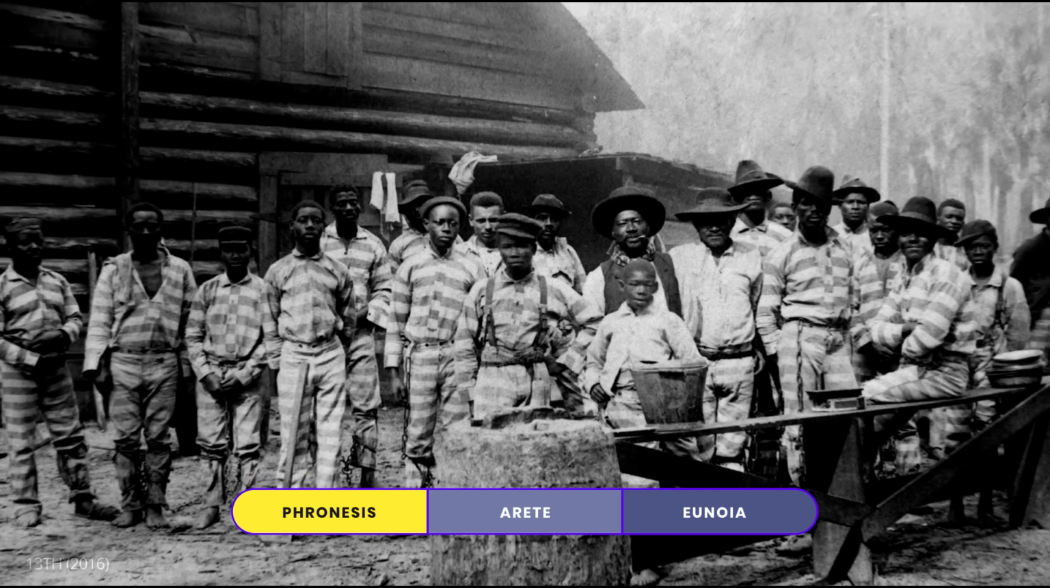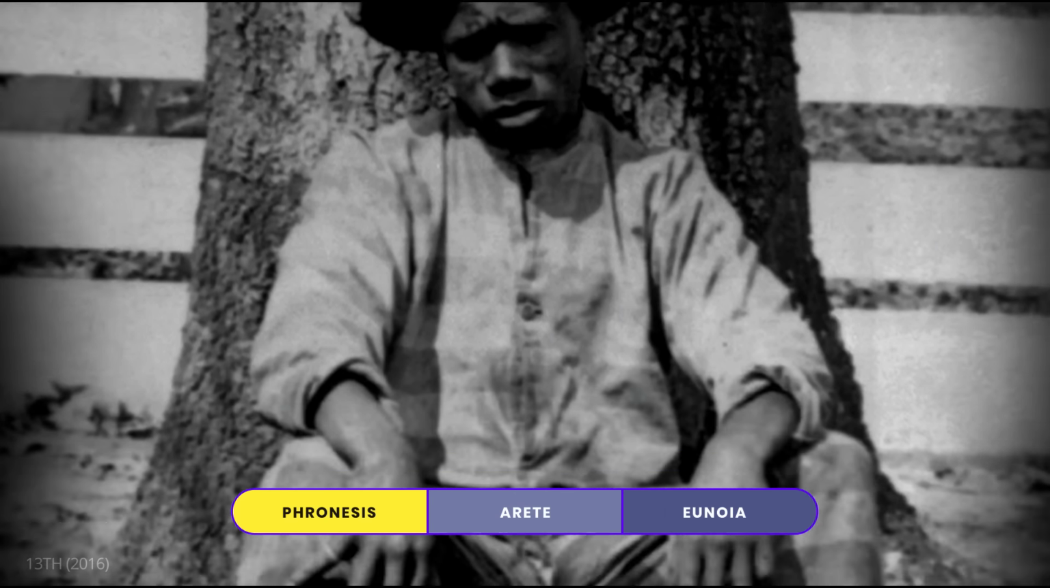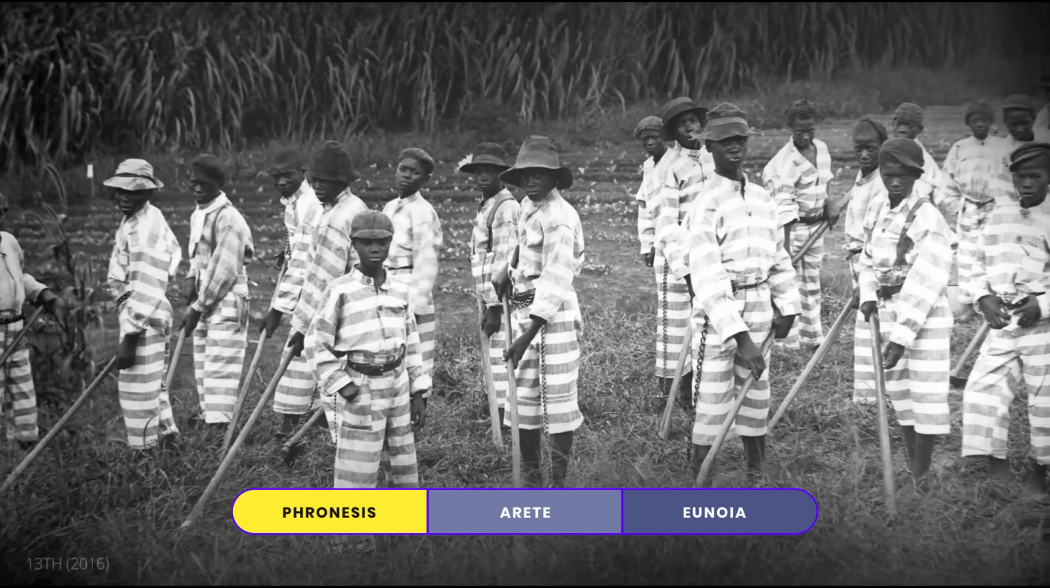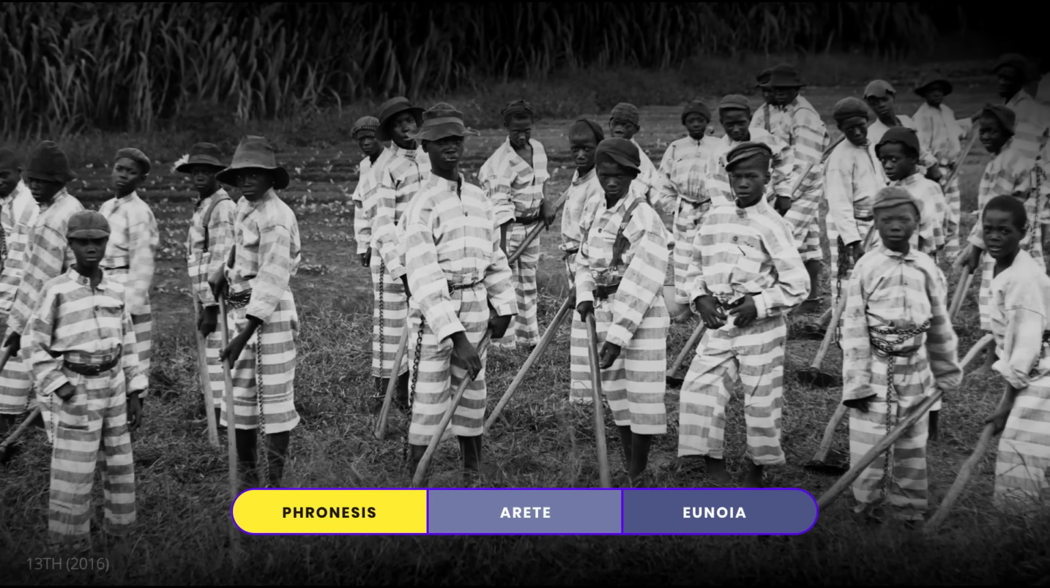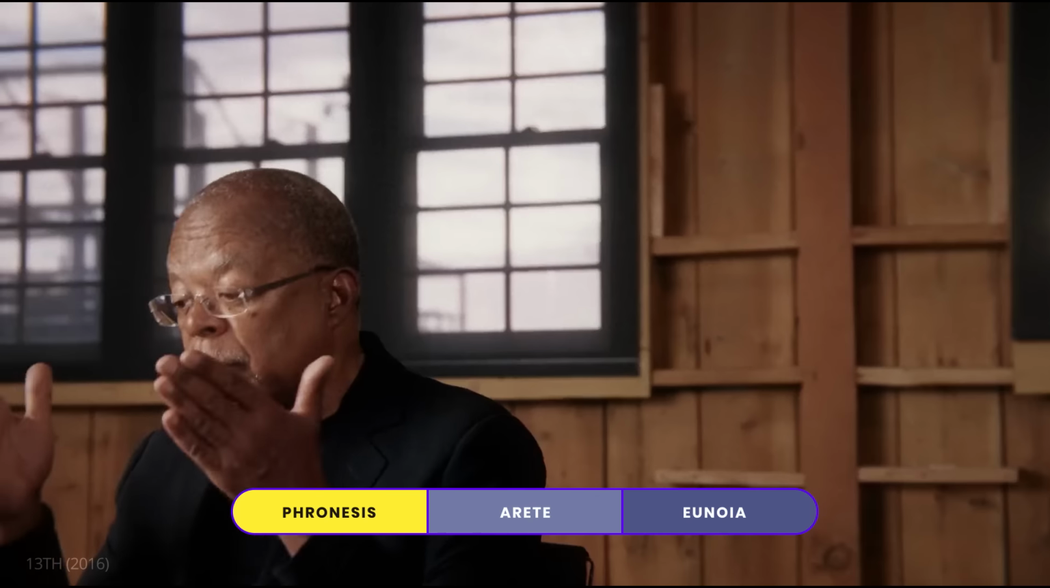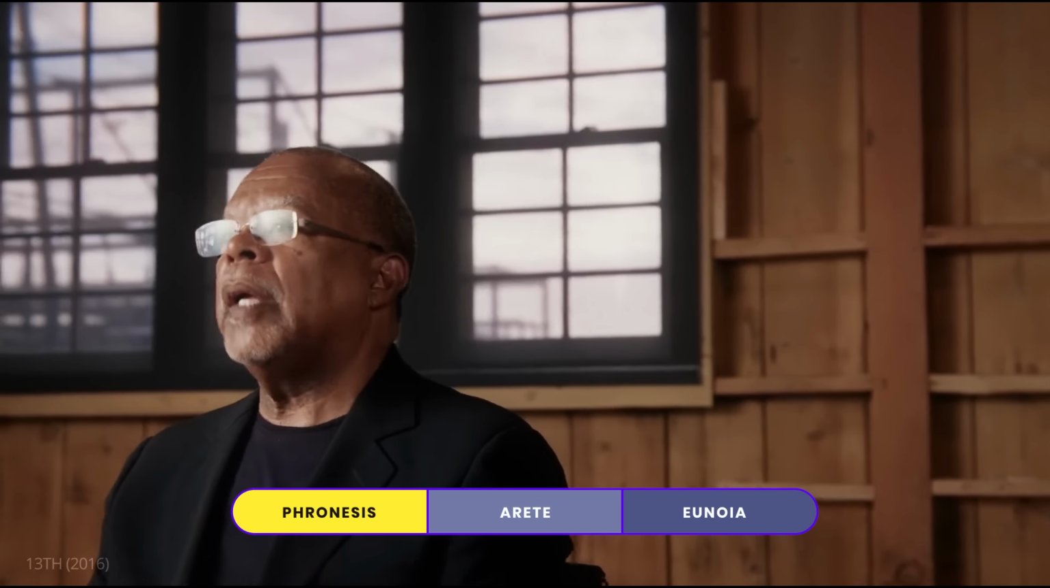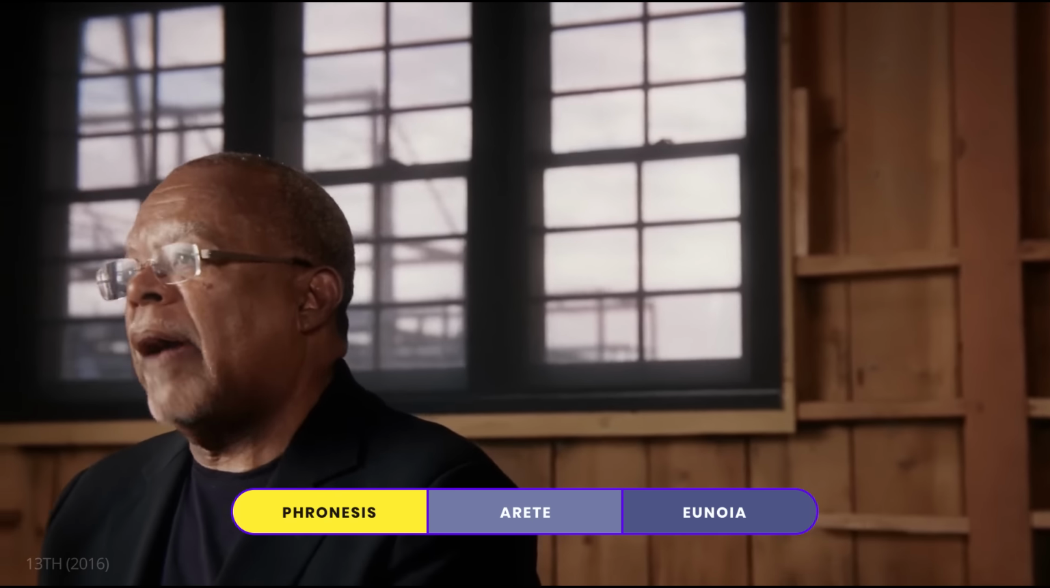You are basically a slave again. The 13th Amendment says that, hey, except for criminals, everybody else is free. Well, now if you're criminalized, that doesn't apply to you. They were arrested for extremely minor crimes like loitering or vagrancy. And they had to provide labor to rebuild the economy of the South after the Civil War.